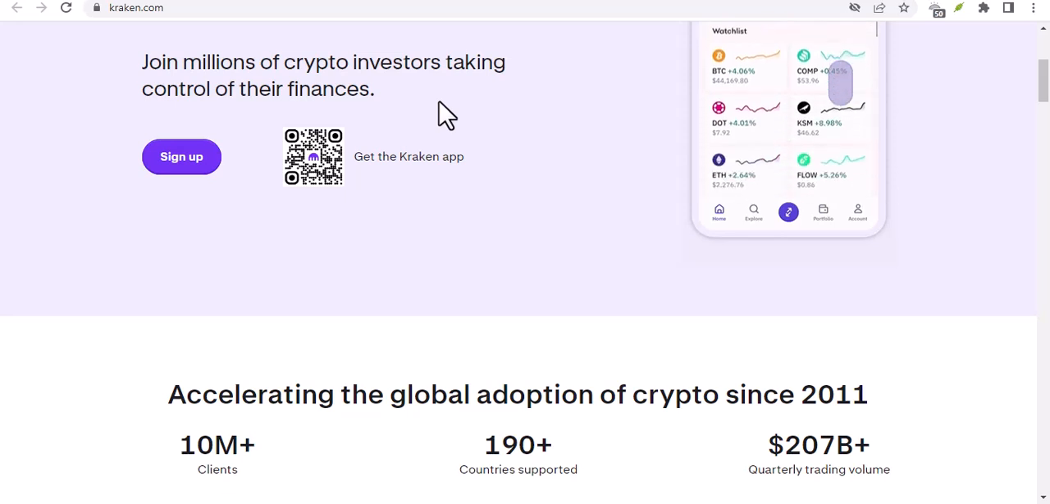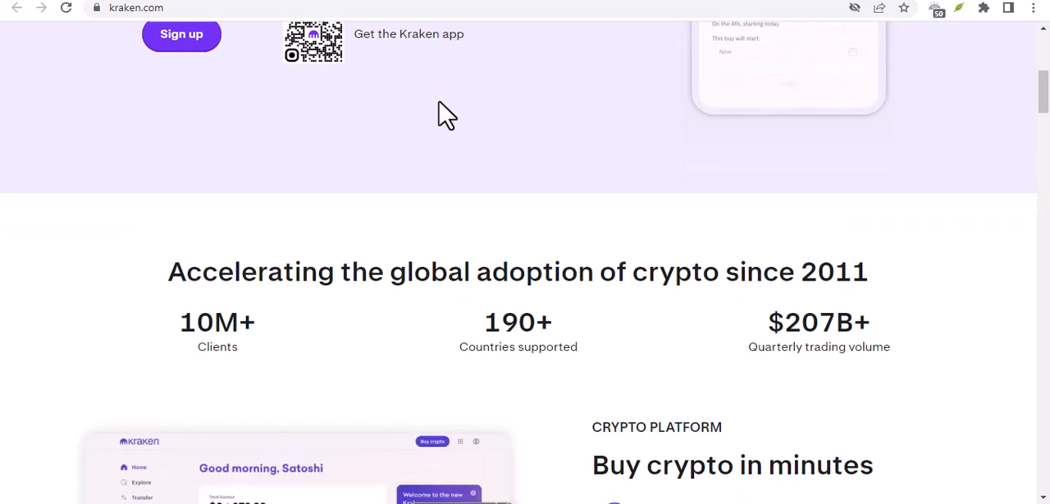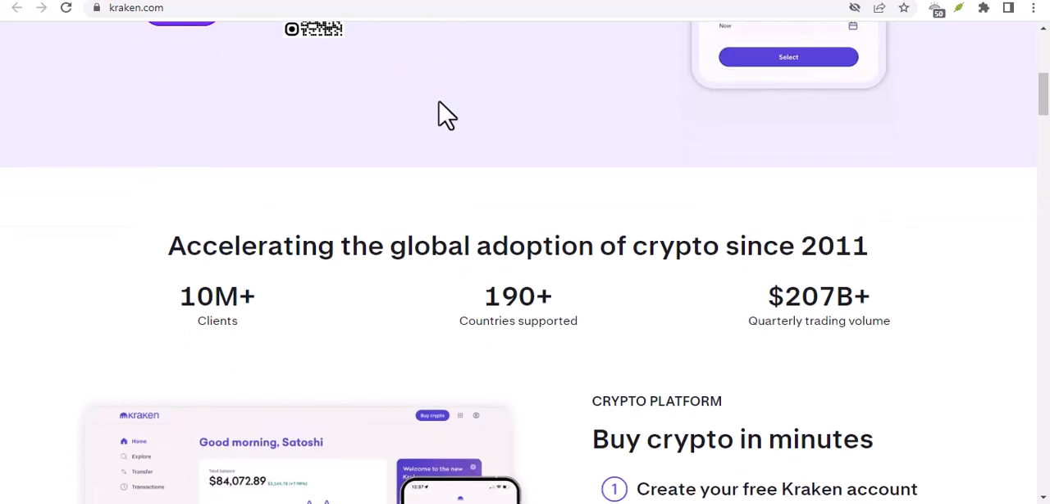What is Kraken? Kraken is a cryptocurrency exchange that allows you to buy and sell cryptocurrencies, such as Bitcoin, Ethereum, and Litecoin. It is one of the largest and most popular cryptocurrency exchanges in the world.